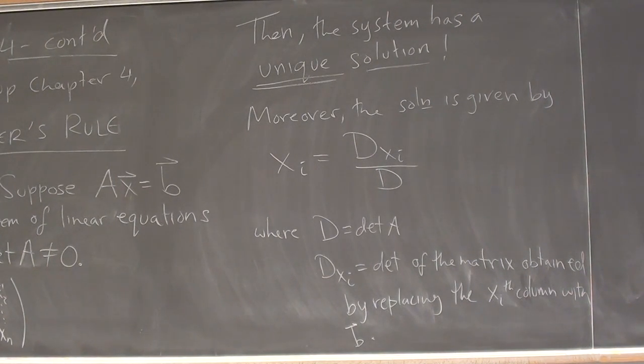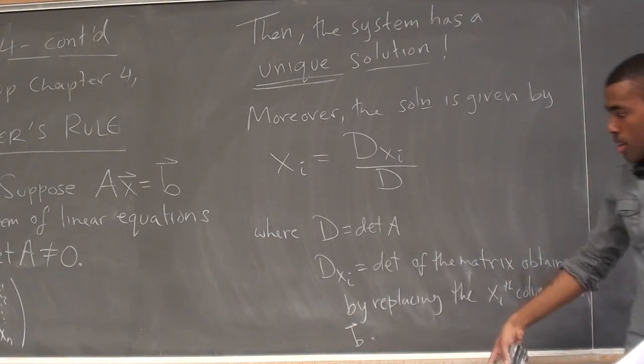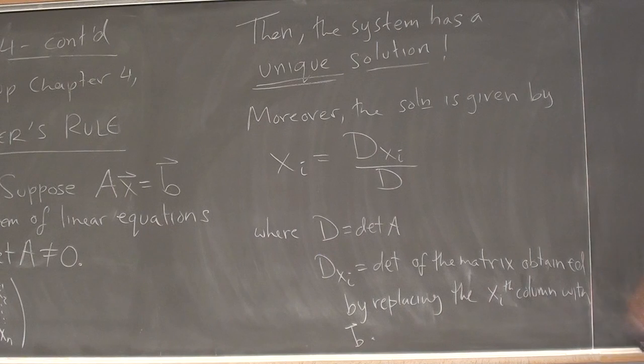So remember, when you do an augmented matrix, each column represents one of your variables, right? Those are the coefficients of a single variable. If you replace each column with the B column, and you find the determinant of that, and you do this ratio, that will give you the solution to the system. Let me do an example.